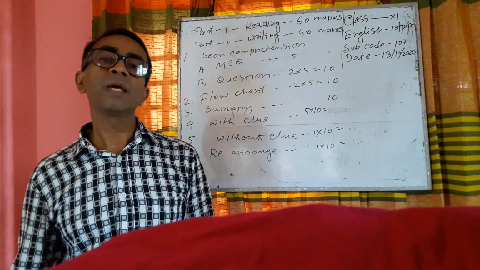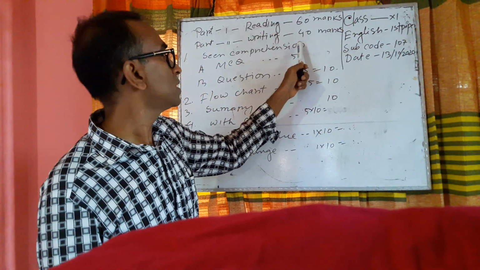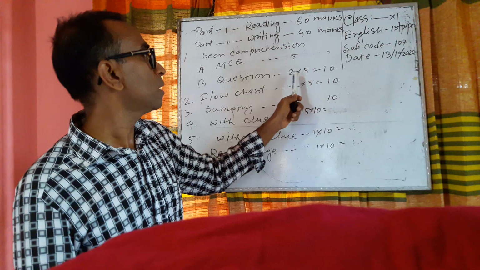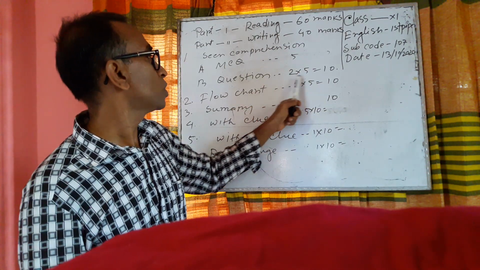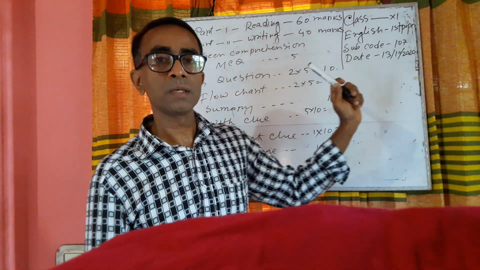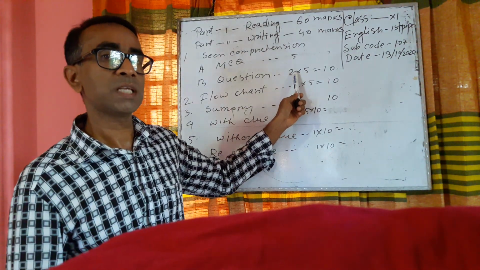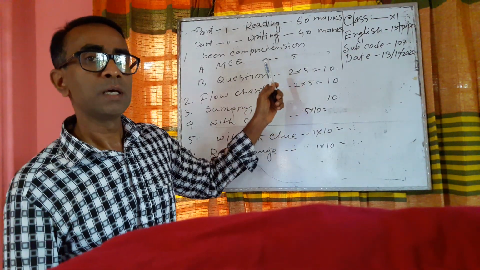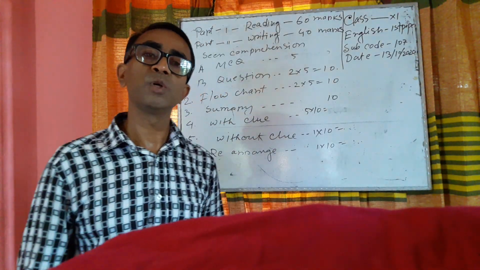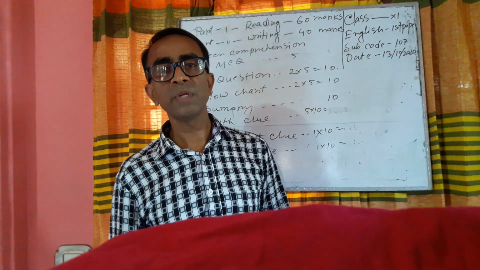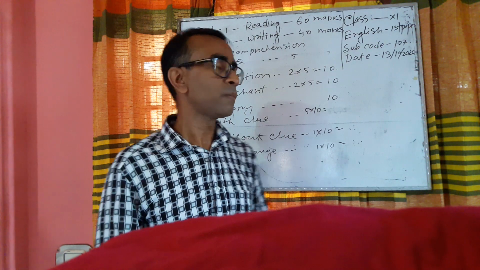Number B, there will be 5 questions. These questions are comprehension related. Every question bears 2 marks, that means 5 questions bear 10 marks. If you want to get 10 marks, you should be very careful about the structure of the English language. So, if you want to get good marks in English, at first you need to develop your vocabulary, and at the same time you need to develop the structure of the English language.